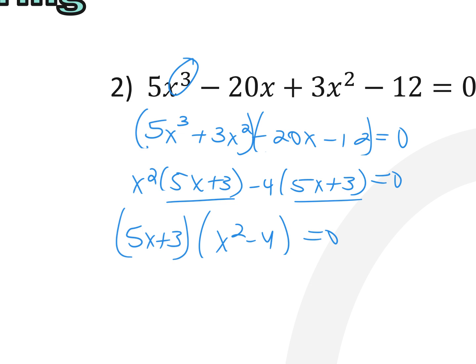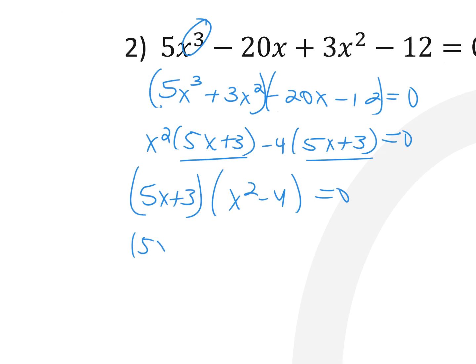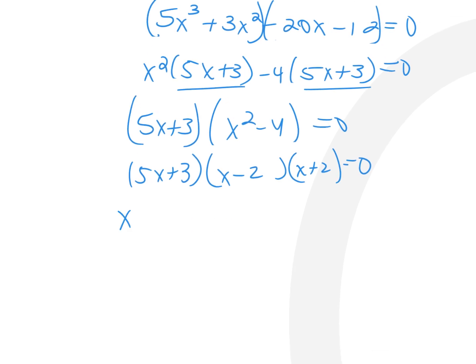2 and negative 2. I would factor everything completely. What can I break this down into? X plus 2 and x minus 2. Good. And now you see, oh, wait, I have 3 answers. I said each parenthesis equal to 0. So here, I get x equals what? Negative 3/5. I get x equals positive 2, and x equals negative 2.